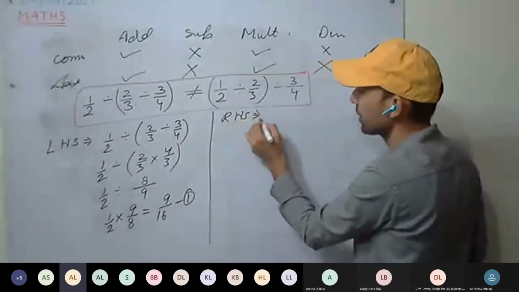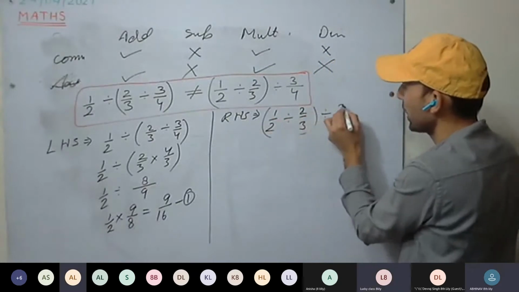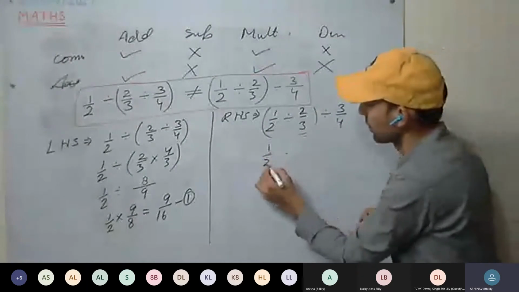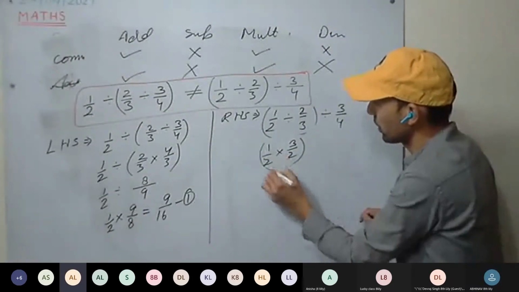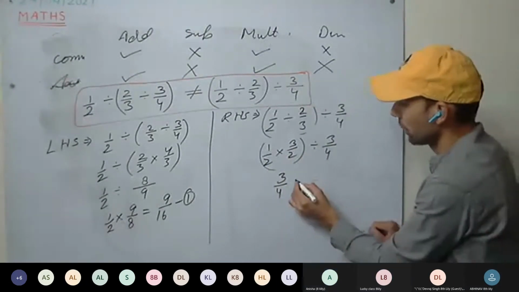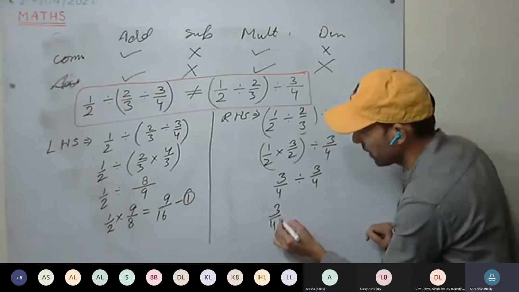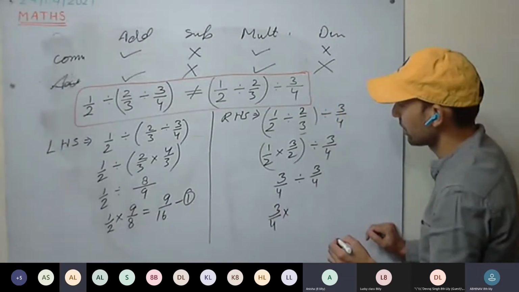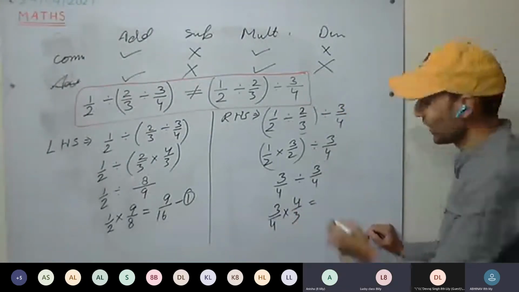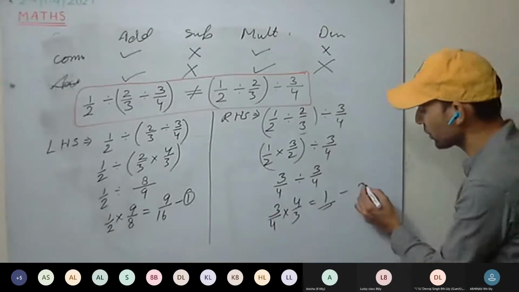Now take the right hand side. 1/2 divided by 2/3, divided by 3/4. First we solve 1/2 × 3/2, which is 3 upon 4. Divided by 3/4. Next, 3 upon 4 into 4 upon 3. Therefore 1. If you are telling 0, that's a blunder. It's 1. Okay, this is the first answer, this is the second answer.